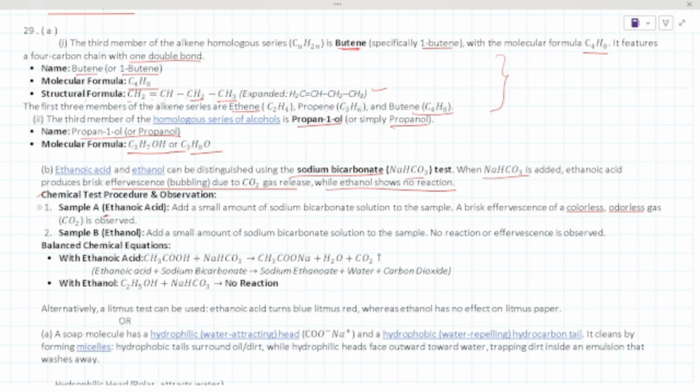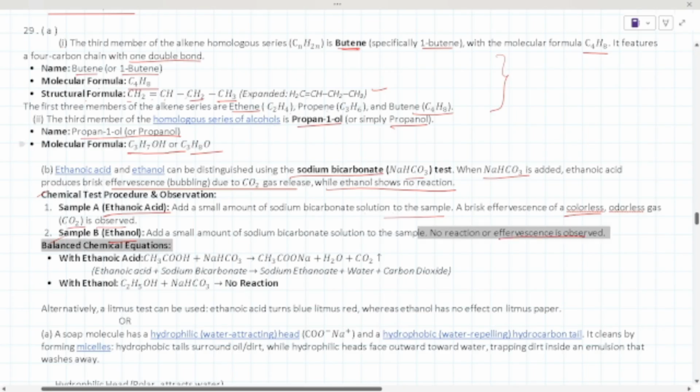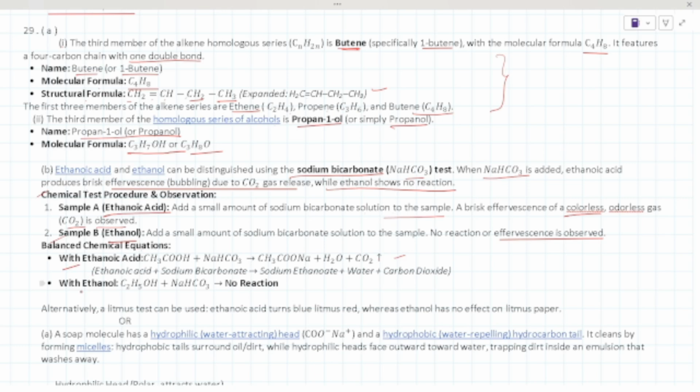Now the chemical test process and observation. Sample A, that will be the acid: add a small amount of sodium bicarbonate, and effervescence of a colorless and odorless gas is observed. And in sample B, that will be the ethanol: add a small amount of sodium bicarbonate, and no reaction or effect is observed. Okay, balanced chemical equation with ethanoic acid, there will be a reaction here.